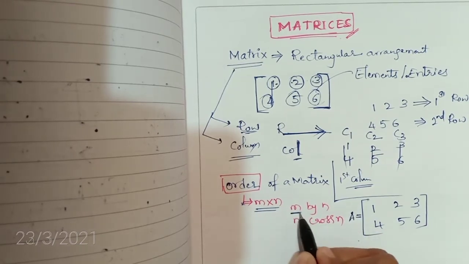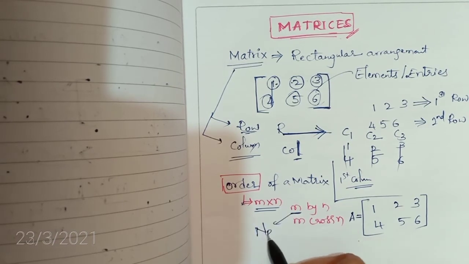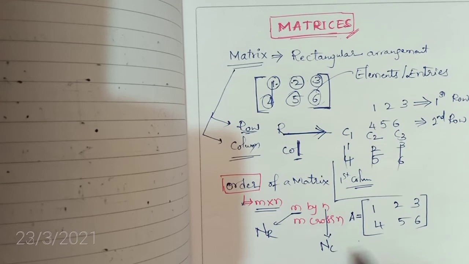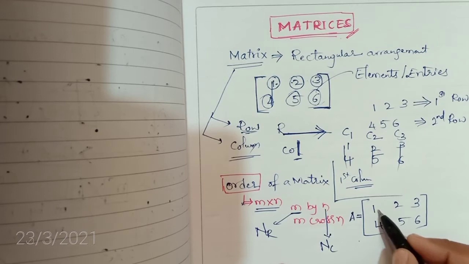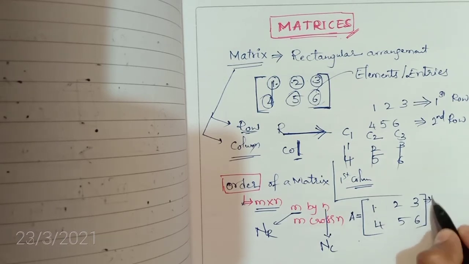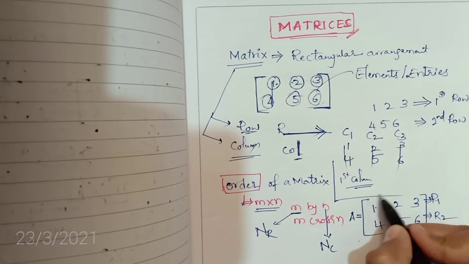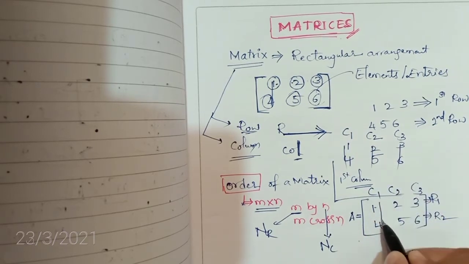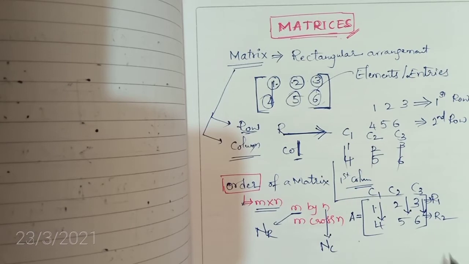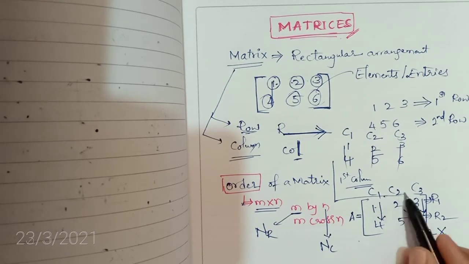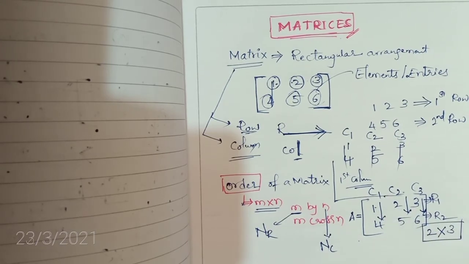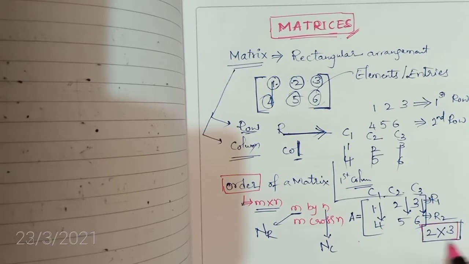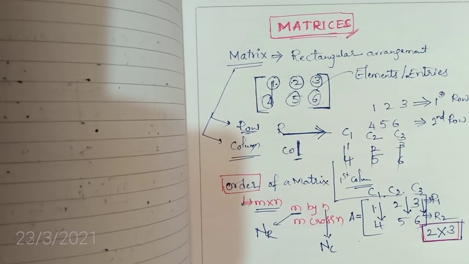Then you have to say the number of rows, that is m, and n is the number of columns. First you write the number of rows: R1, R2. When it comes to columns, C1, C2, C3. So the number of rows is 2, cross the number of columns, 3. The order of this particular matrix is 2 by 3, or 2 cross 3. This is one more basic concept you must know.